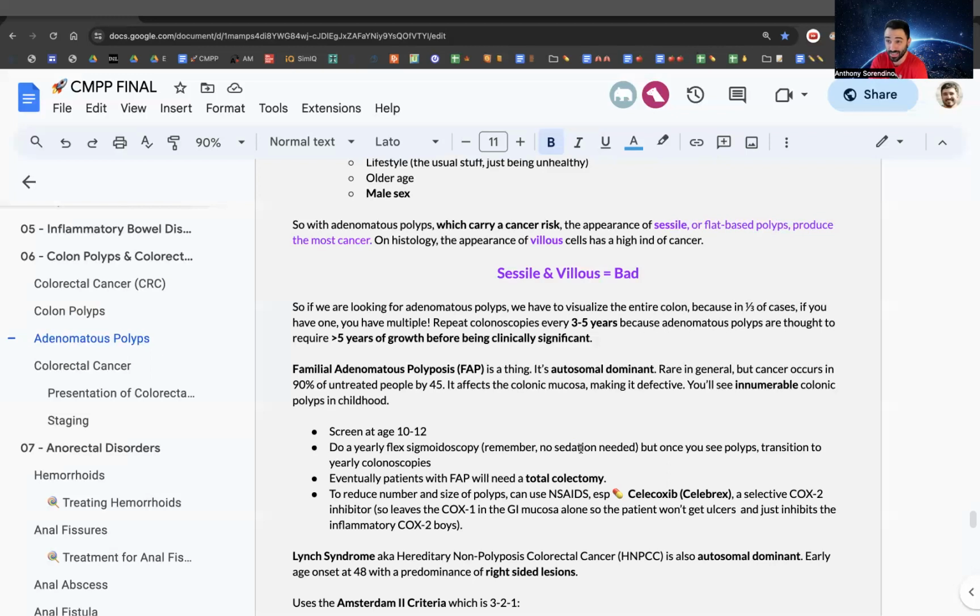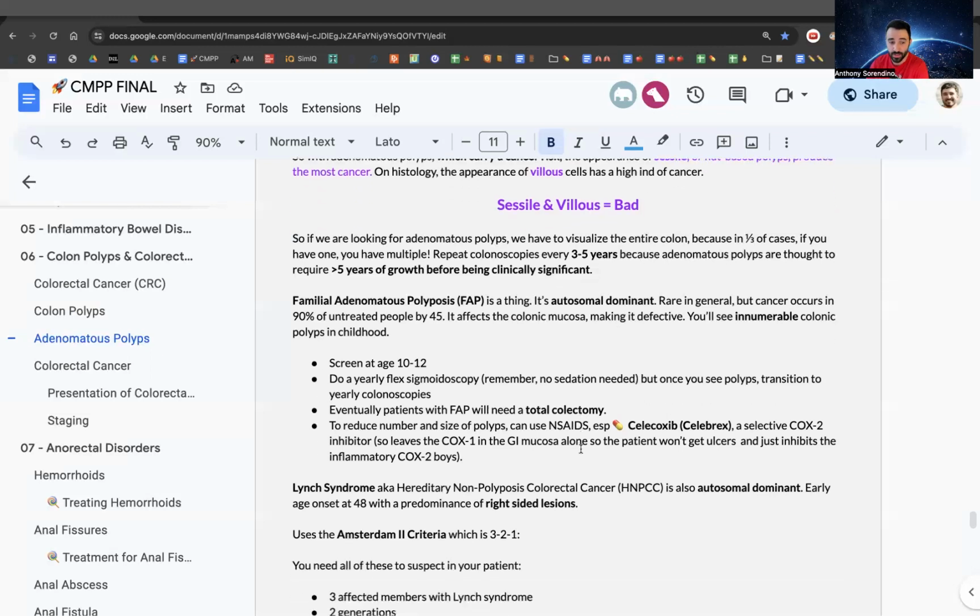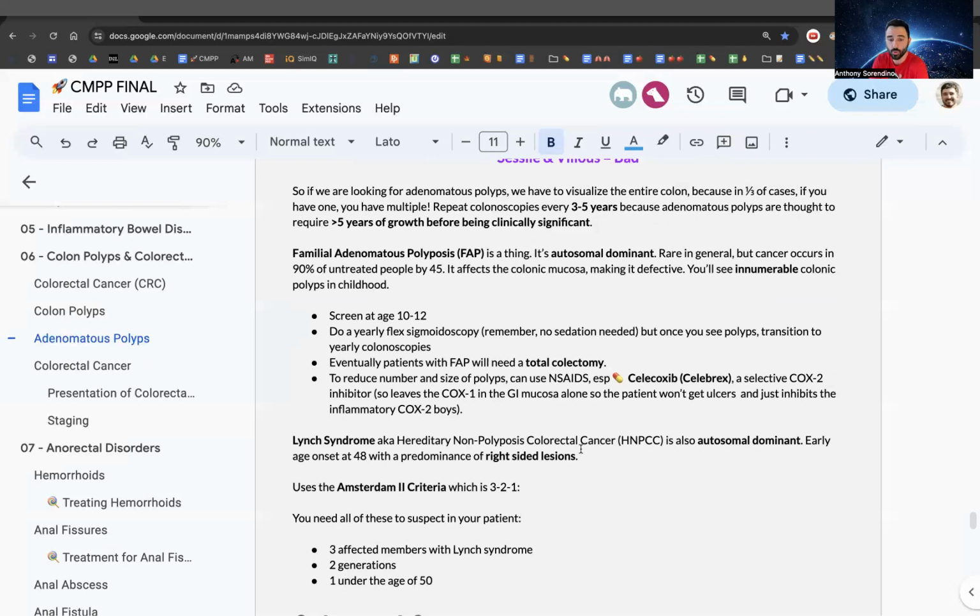You're going to see innumerable colonic polyps in childhood. I think the picture she showed us had like 100 of them. So you want to screen this young, at ages 10 to 12. You want to do a yearly flex sigmoidoscopy. Remember, no sedation there, so it's going to be pretty safe for a kid. But once you see polyps, you then have to transition to yearly colonoscopies. If you have FAP, eventually you are going to need a total colectomy. So the whole colon has to come out.